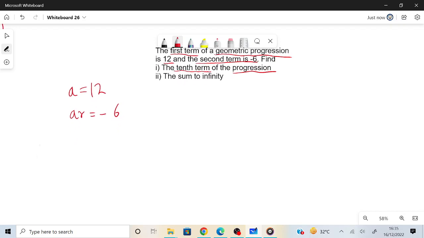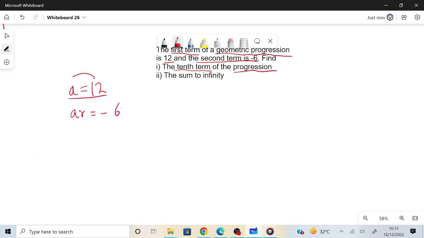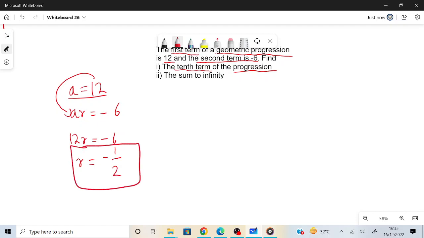Now, all you have to do is substitute a equals 12 into the a over here. You now have 12r equals minus 6. And your r is just minus 6 over 12, which is the same as minus 1 over 2. That's one way of finding your r. The other way you could have found your r is to say our first term is 12 and our second term is minus 6, so minus 6 divided by 12 will still give you minus 1 over 2. Whichever way you want to find your r, do the one that's most comfortable for you.